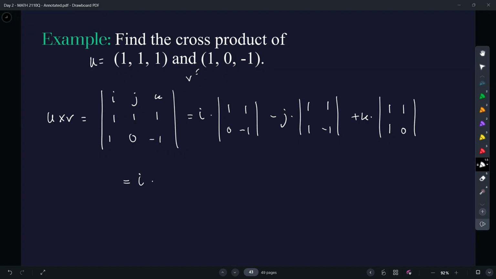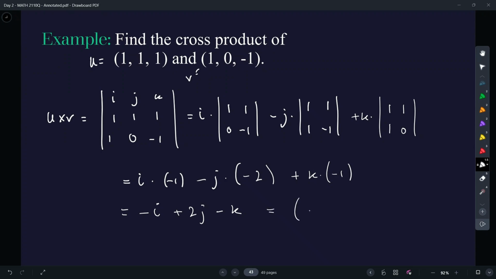That is i times 1 times minus 1, minus 1 times 0, so this is a minus 1. Minus j times, let me clean that up, 1 times minus 1 minus 1 times 1, that is minus 1 minus 1, which is minus 2, plus k times 0 minus 1. So this should be minus i plus 2j minus k. So it is actually the vector, if you want it in coordinates, minus 1, 2, minus 1.